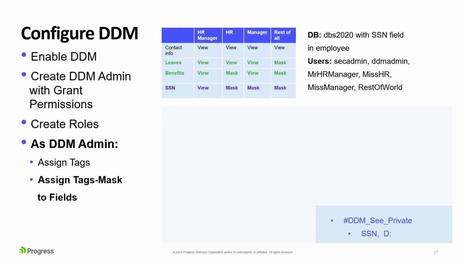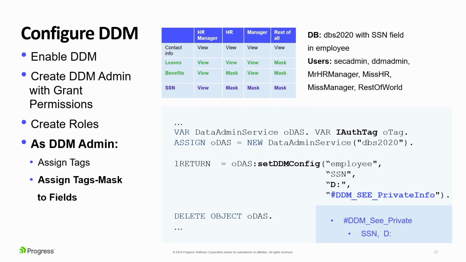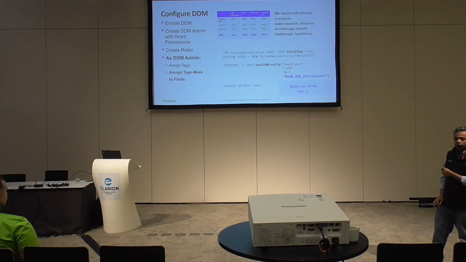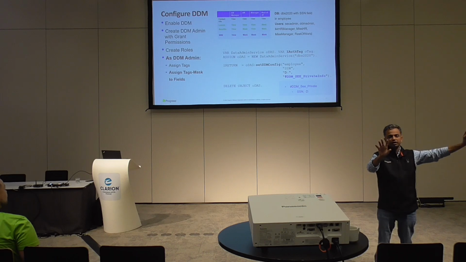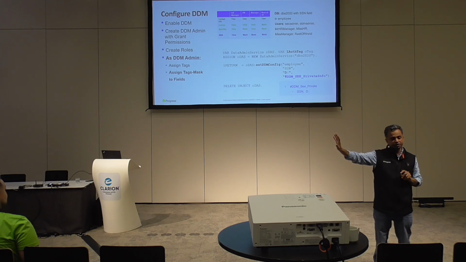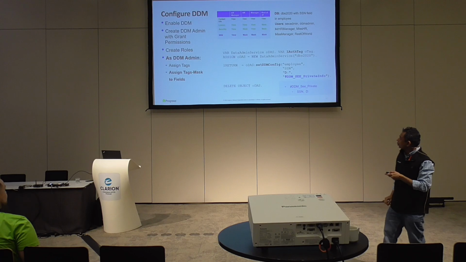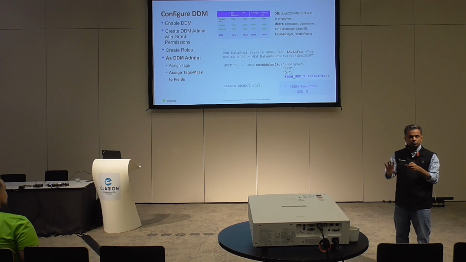Now, the next part. We have one link, where we have assigned the tag to the role. The other part is assigning that tag to the field. So here, we are saying authorization tag, set DDM configuration. In this, we are saying that in the employee table, SSN field, we are putting a default mask, and this default mask comes with this tag. So with this, the authorization tag is attached to the DDM for my HR manager, and at the field level, it is associated with my employee SSN field. With this, we have fed the basic information in the system.